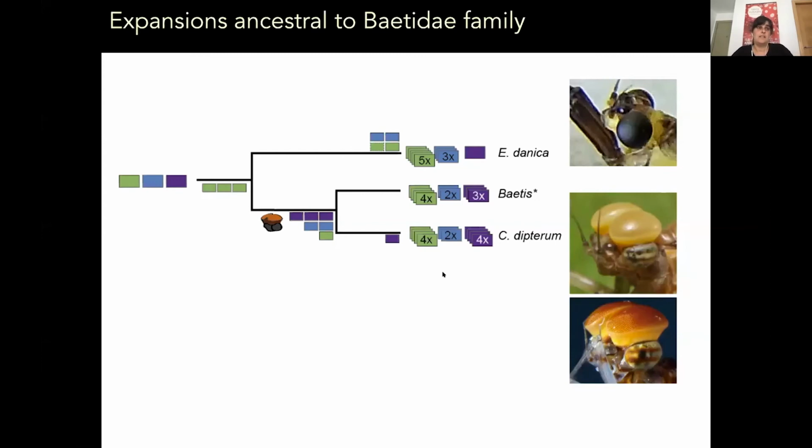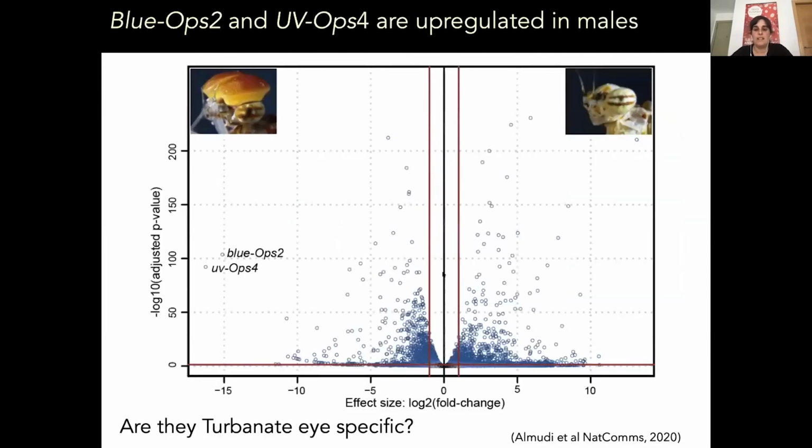And one easy way to test that, as we had transcriptomes from males and females, and if you remember from the beginning, the turbinate eye is only present in males, was to investigate how these opsins were expressed. We did a differential gene expression between males and females. And what we found is that the two genes that are most upregulated in males, and actually they are not expressed in females at all, were one of the blue opsins and one of the ultraviolet opsins.